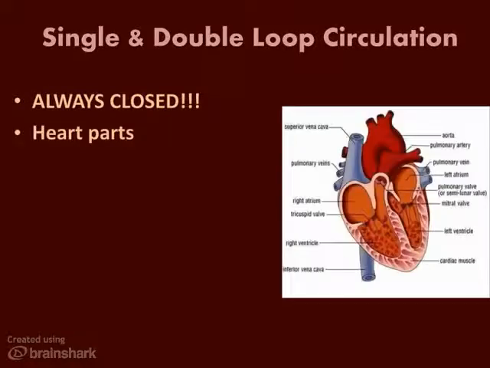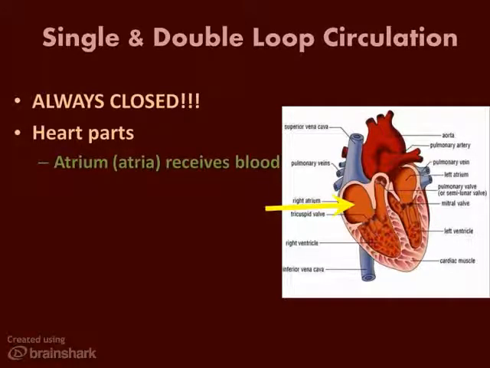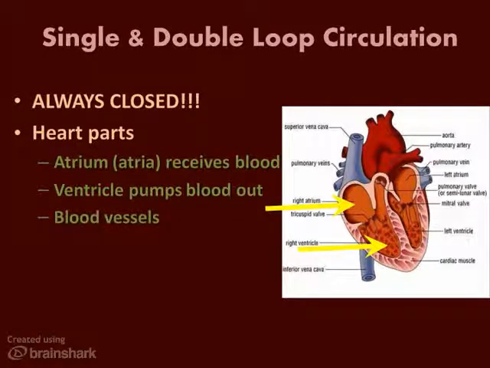Now, heart parts include the atrium, which receives blood, and you see it here at the top. Remember when we looked at the chicken heart, the atria are at the top. Ventricles pump blood out, and you see it here on the bottom. So it pumps blood either to the lungs or to the body. And blood vessels. Now, let's talk for a minute about blood vessels.